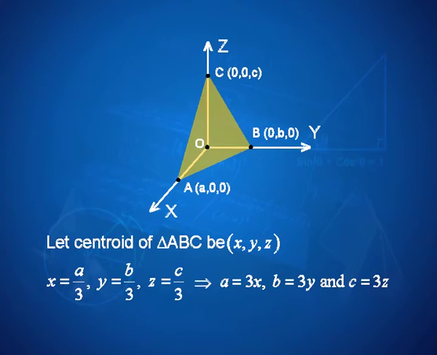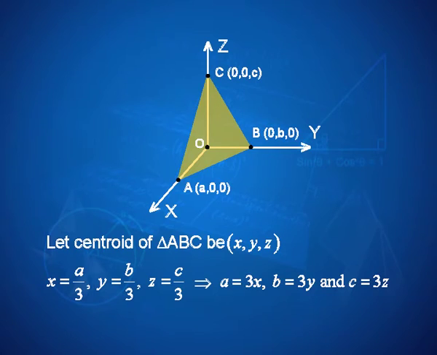So, how do we get the centroid of the triangle in the picture? If I take the centroid of the triangle to be (x, y, z), then by the basic coordinate geometry result and the application of the section formula, the centroid should be (a by 3, b by 3, c by 3). Therefore, x must be a by 3, y must be b by 3 and z must be c by 3. So, a, b and c are nothing but 3x, 3y and 3z.